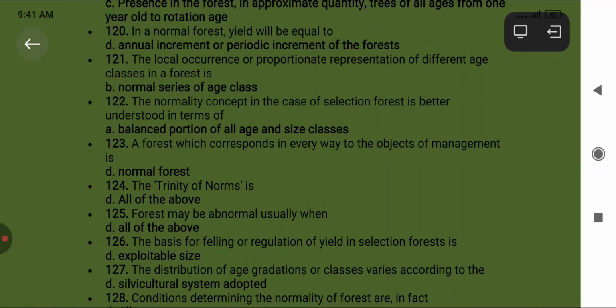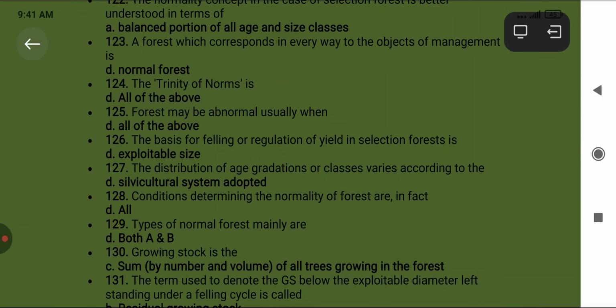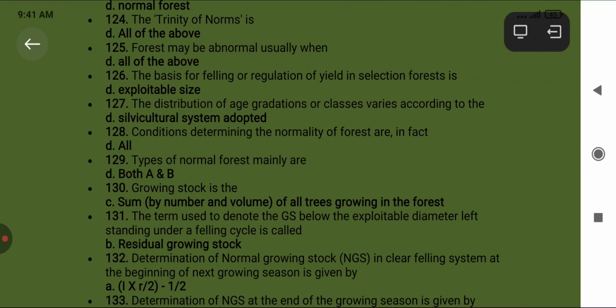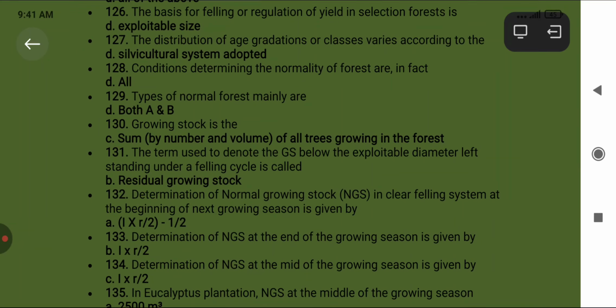The normal concept in the case of selection forest is understood in terms of a balanced proportion of all age and size classes. A forest which corresponds in every way to the object of management is a normal forest. The trinity of norms is, forest may be abnormal, usually all of the above. The basis for felling or regulating of yield in selection forest is exploitable size. The determination of age gradation or classes varies according to the silviculture system adopted.